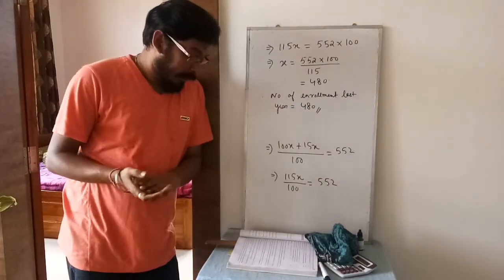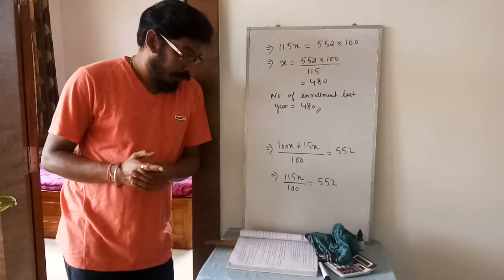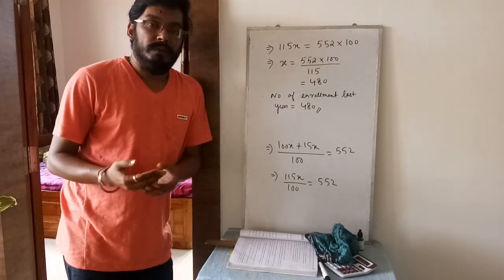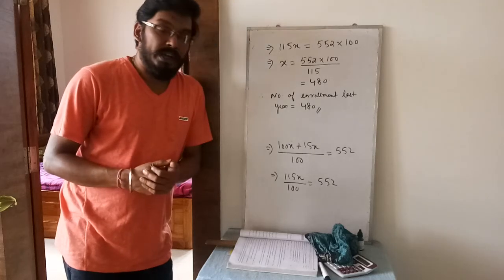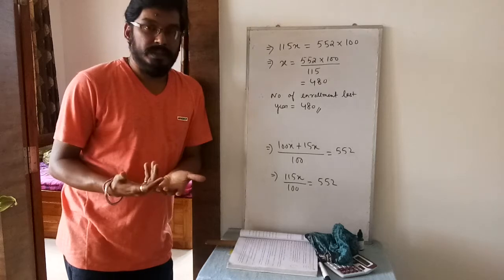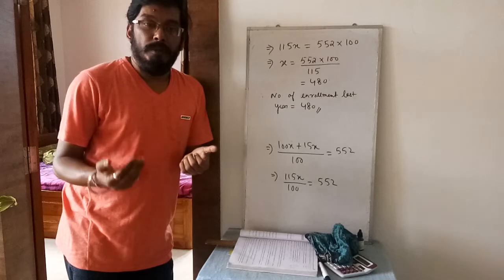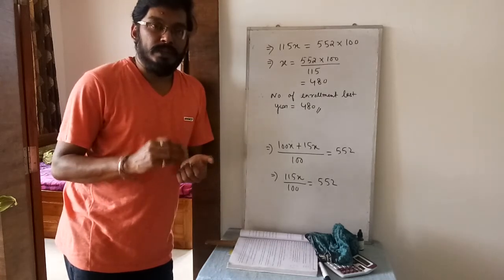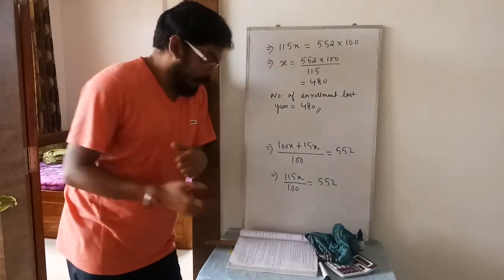I repeat again, they have said the enrollment in a school this year is 552. This is an increase of 15% over last year's enrollment. Whatever was the enrollment last year, 15% is increased. How many were enrolled last year? So I have taken, let the number of enrollment last year be x. So it is x plus, it is increased. How much increased? 15%. 15% of what? Whatever was the enrollment last year. So 15% of x will give you how much? 552. After that, regular calculation.